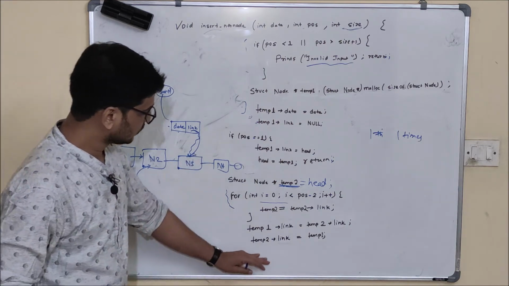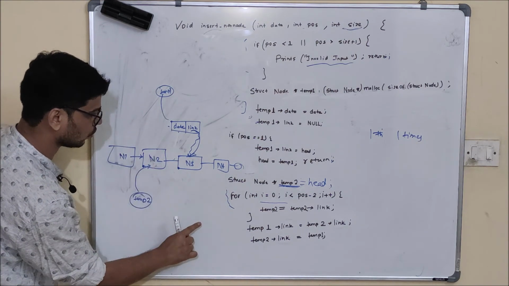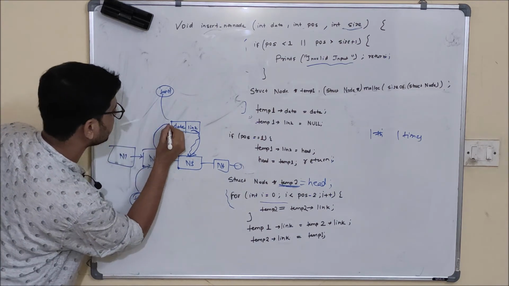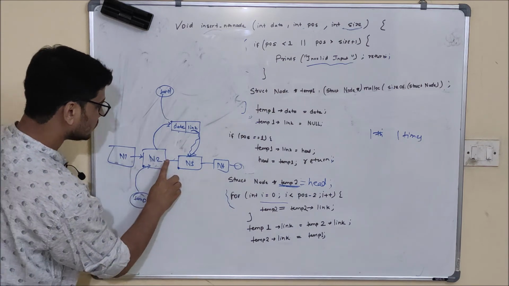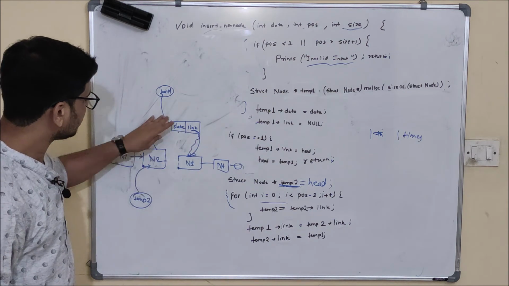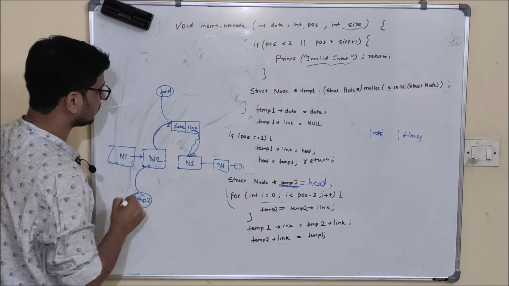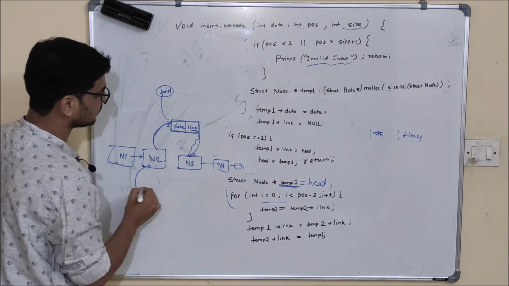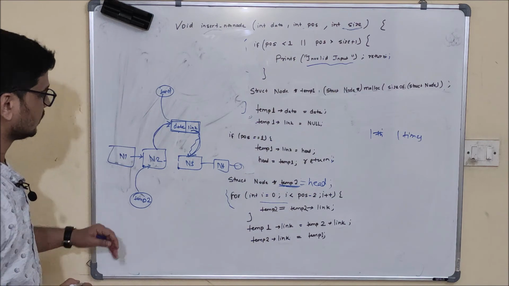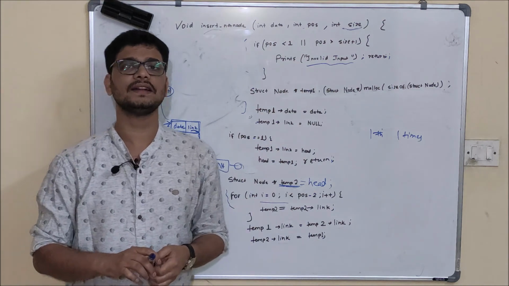What will happen in the next line? temp2 dot link is the link part of node 2, and it will point to temp1, and now this link will be broken. So in these two lines I have manipulated these 3 pointers so that node 2 will start to point to this particular node which we have created, and this particular node will start to point to node 3. So this is all I have for the program for inserting a node at nth position in a linked list.